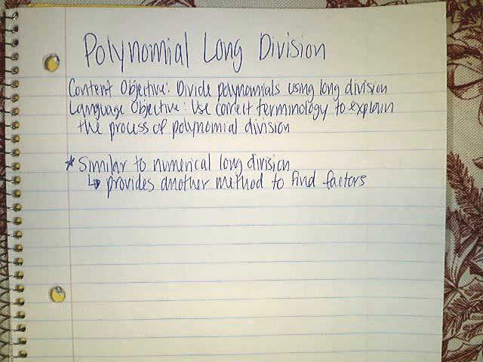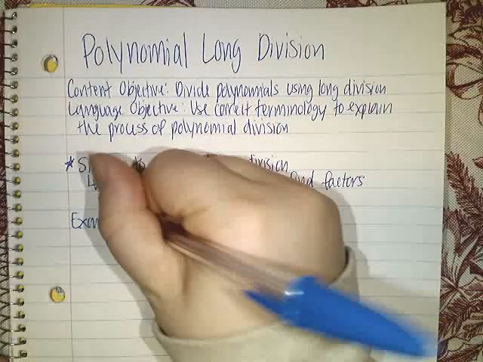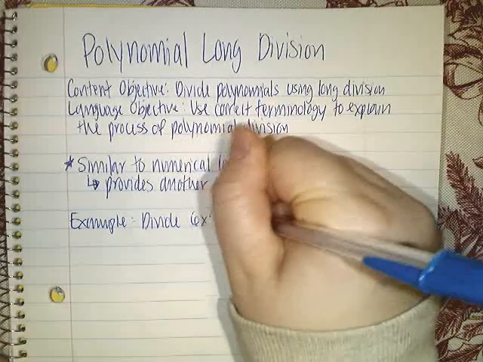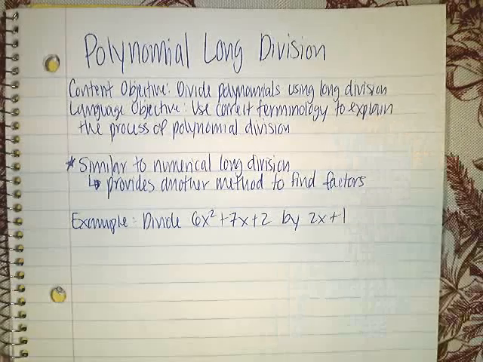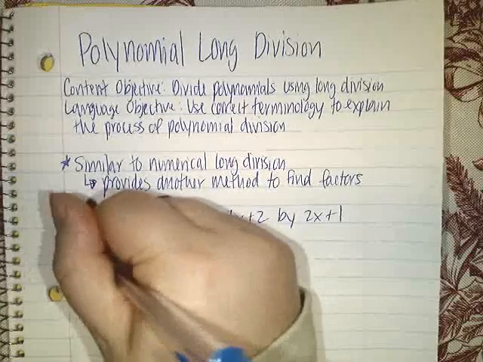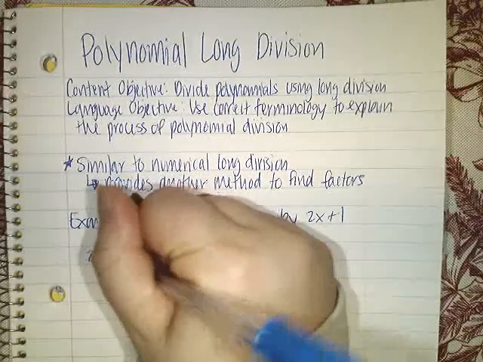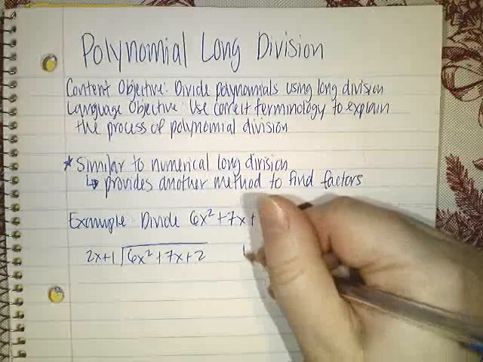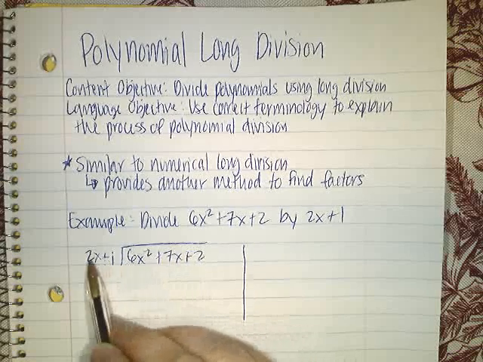So first thing we're going to do, an example, I want us to divide 6x squared plus 7x plus 2 by 2x plus 1. So we're dividing this by this. I'm going to start by writing 2x plus 1 and then set up my long division, 6x squared plus 7x plus 2. First thing I need to figure out is how many 2x plus 1s can go into this. So I'm going to first try to match up.